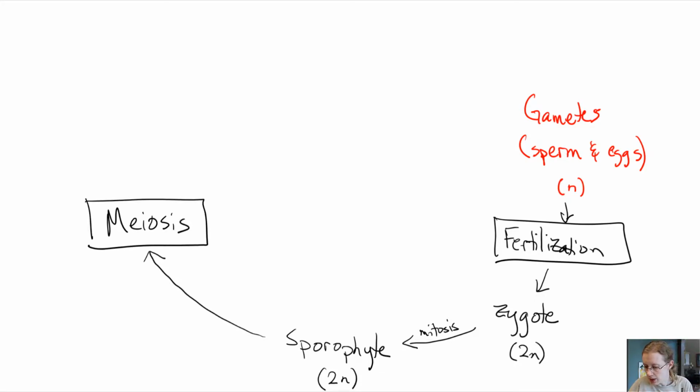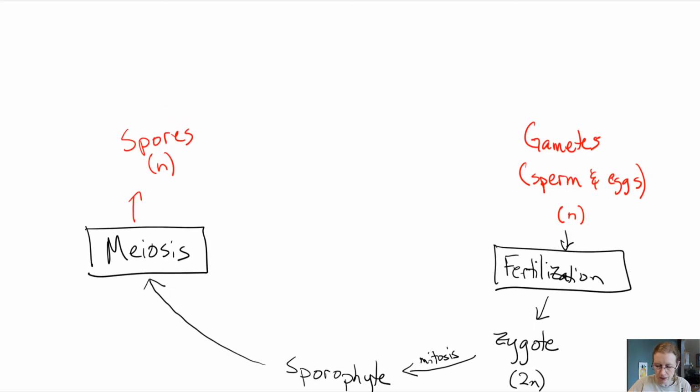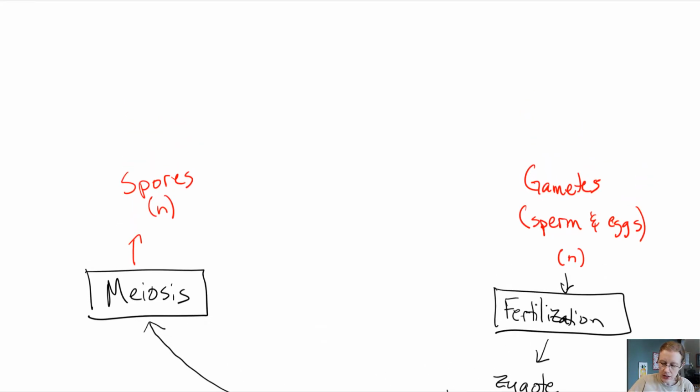Meiosis, and then I'm going to switch back to red after meiosis. What meiosis produces is a spore. So we start with a sporophyte plant, it undergoes meiosis, and it produces spores. Spores are single N. The process of meiosis reduces the number of chromosomes. Now we have haploid spores. Let's finish out the cycle here.